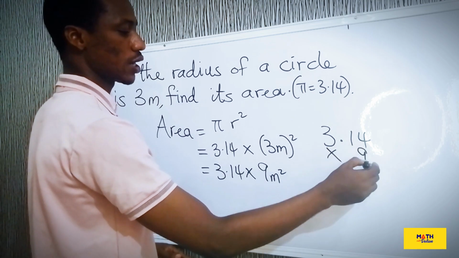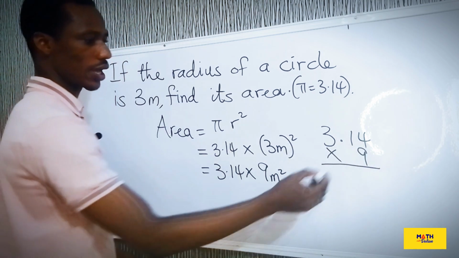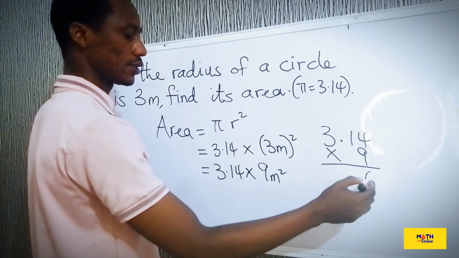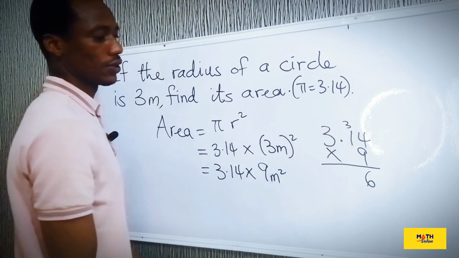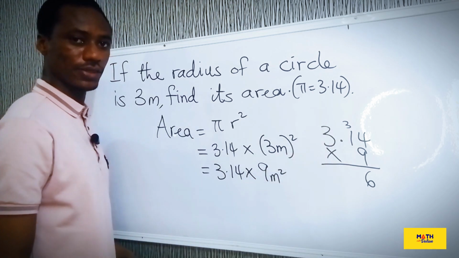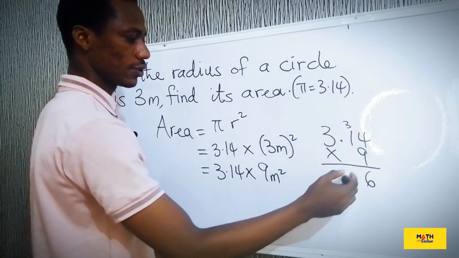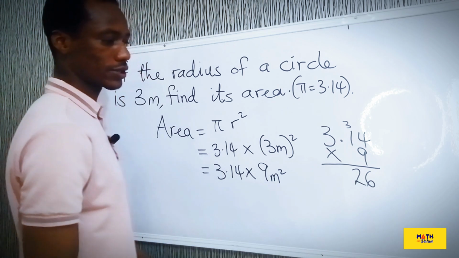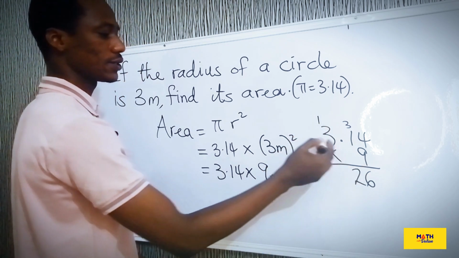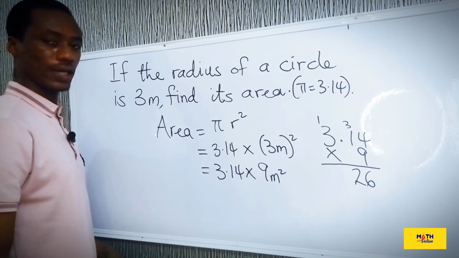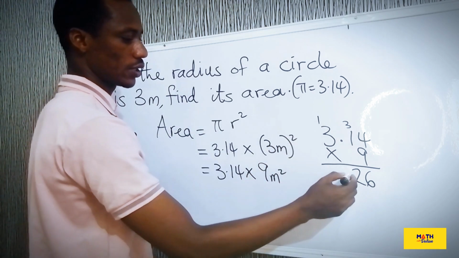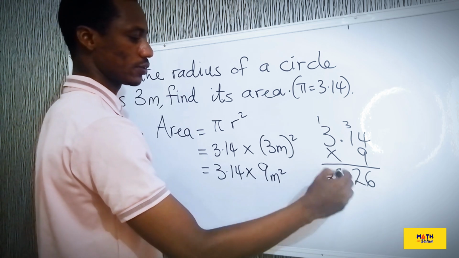3.14 times 9. So 9 times 4 is 36. Write the units and carry the tens. 9 times 1 is 9, and 9 plus 3 is 12. We'll write the units and then carry the tens. 9 times 3 is 27, and 27 plus 1 is 28.